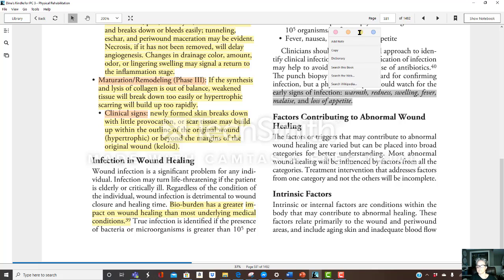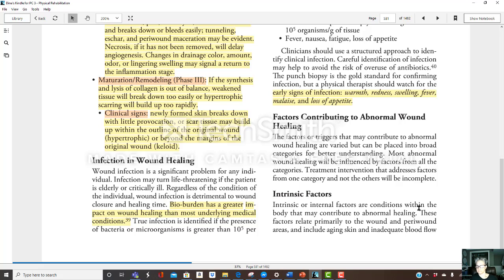Factors contributing to abnormal wound healing. The factors or triggers that may contribute to abnormal wound healing are varied but can be placed into broad categories for better understanding. Most abnormal wound healing will be influenced by factors from all the categories. Treatment intervention that addresses factors from one category and not the others will be incomplete.